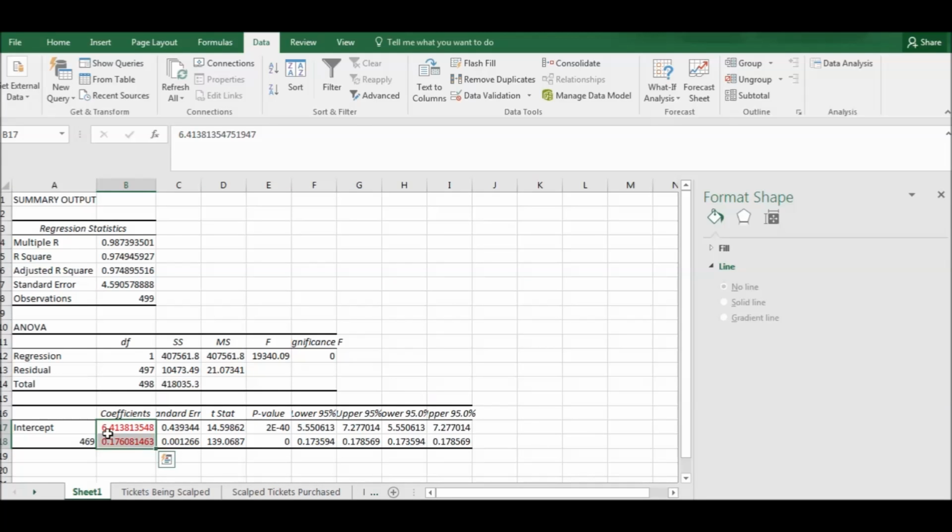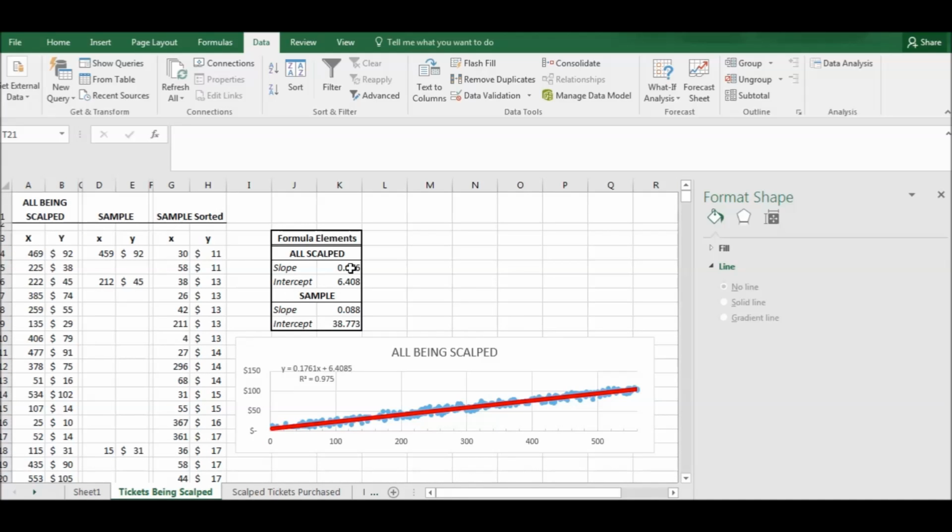So here we have the intercept and then the slope, which has that funny looking label there. But anyway, these are our numbers and the third option that matches up with these.